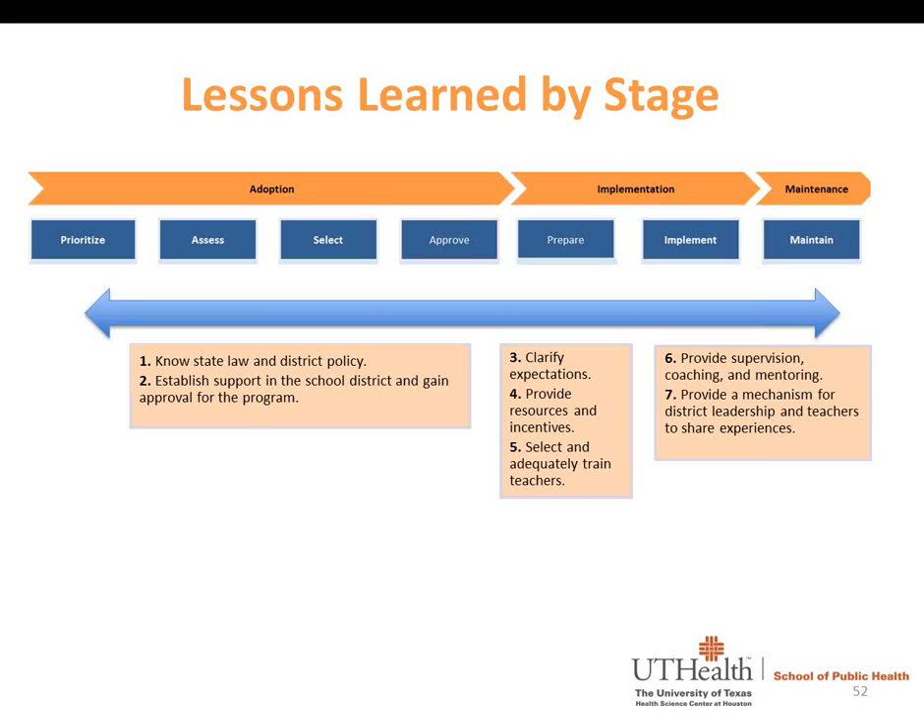So we'll now go into each one of these different lessons so you can get a fuller sense of the scope of activities that are occurring throughout the entire process. Next slide, please.